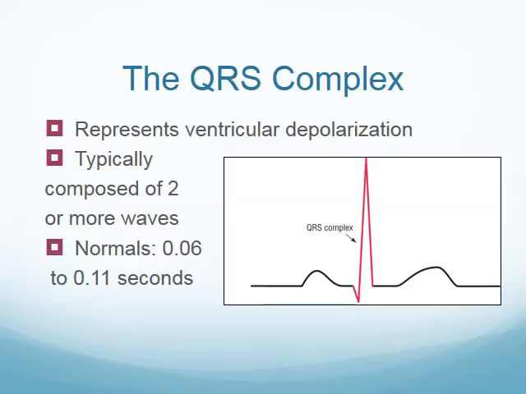The QRS complex represents ventricular depolarization. It's typically composed of two or more waves because we do have two bundle branches, or two sides. Both ventricles are depolarizing, so we see different deflecting waves here. Normal duration, you can see it anywhere from 0.06 to 0.11 seconds. Normally, anything longer than 0.12 is considered abnormal.